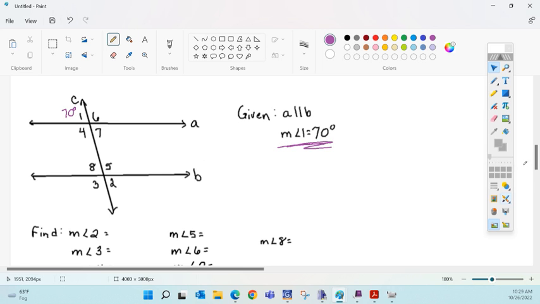So that one's 70. What does that tell you about something else? Tell me one additional angle here. Angle 2 is how much? 70. How do you know that? Because they're congruent. They're congruent because what's the name of them? We're going to practice the name also. Corresponding. Not corresponding. They are alternate exterior angles, and they are congruent. Can you tell me another? 7. Wait.